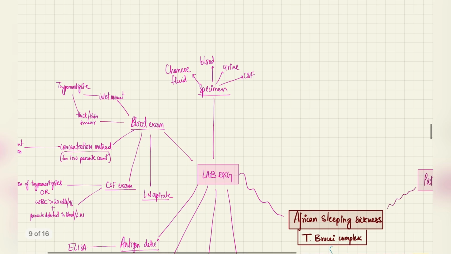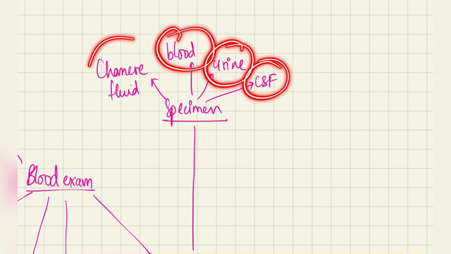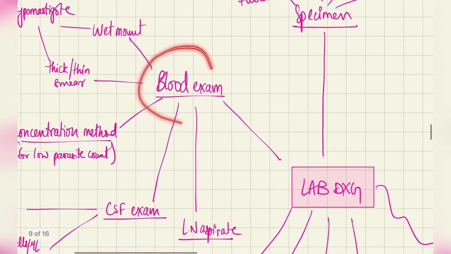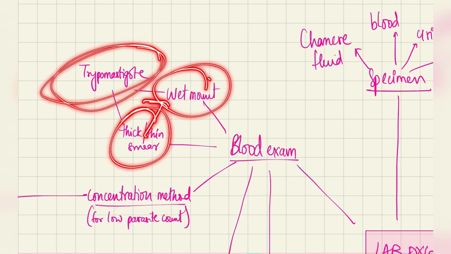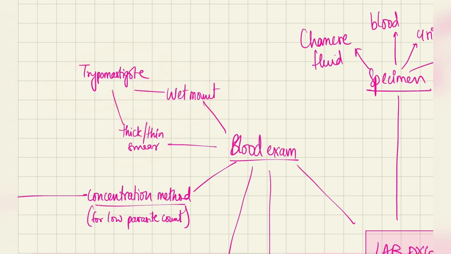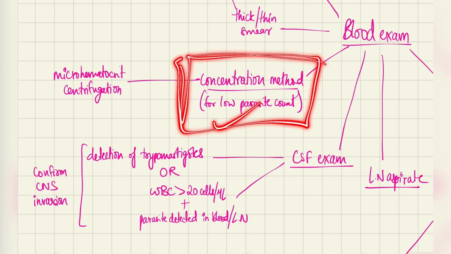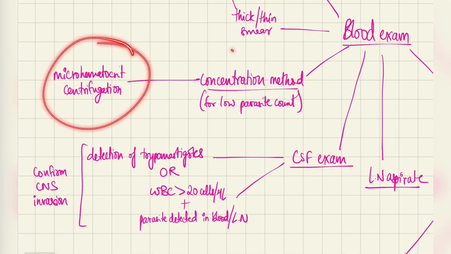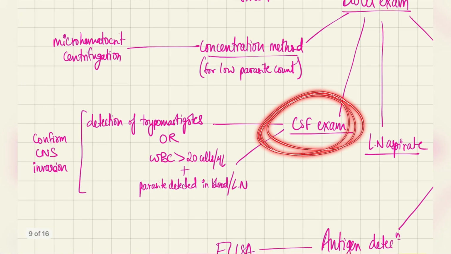Next, we come to the lab diagnosis, the final section. Here, the specimens we take for diagnosis are CSF, urine, blood, and chancre fluid. Basic stuff. For blood examination, under thick and thin smear and wet mount, just like Chagas disease, we see the trypomastigotes. Then there is the concentration method for low parasite count, which we do using microhematocrit centrifugation. If you want, you can remember it, nothing important. Then CSF examination.